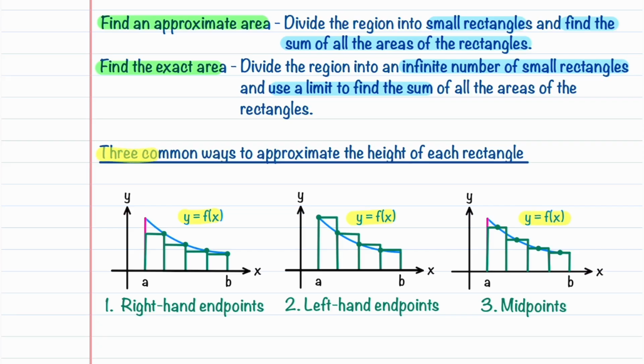There are three common ways to approximate the height of each rectangle. The first is by using right-hand endpoints. The second is when we use left-hand endpoints. And then the third, which is the most accurate, is when we use midpoints.